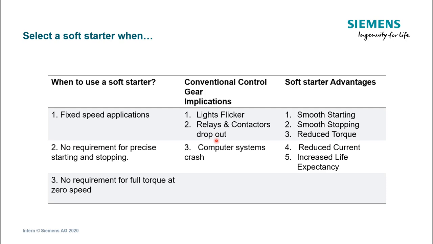So what are the advantages of using a soft starter? The advantage of using a soft starter is you get a smooth starting and a smooth stopping procedure through the gradual voltage ramp up and the gradual voltage ramp down. Further to that, with a reduced current, you also get a reduced torque because they're proportional, and also an increased life expectancy of the motor.